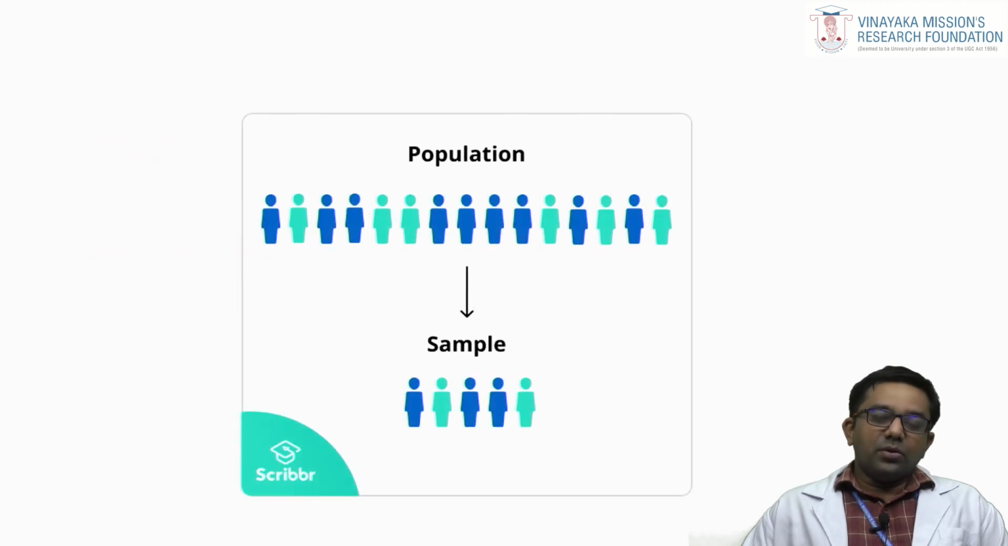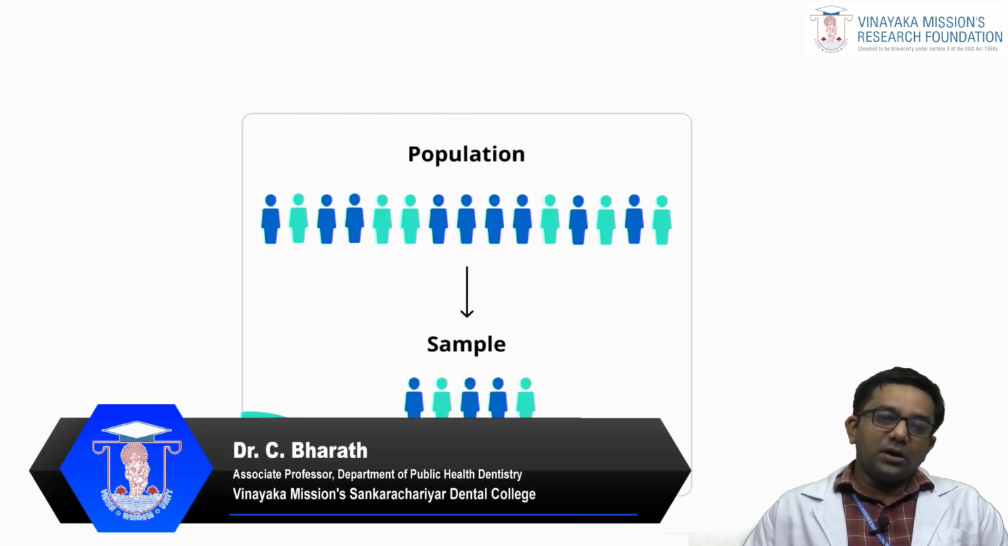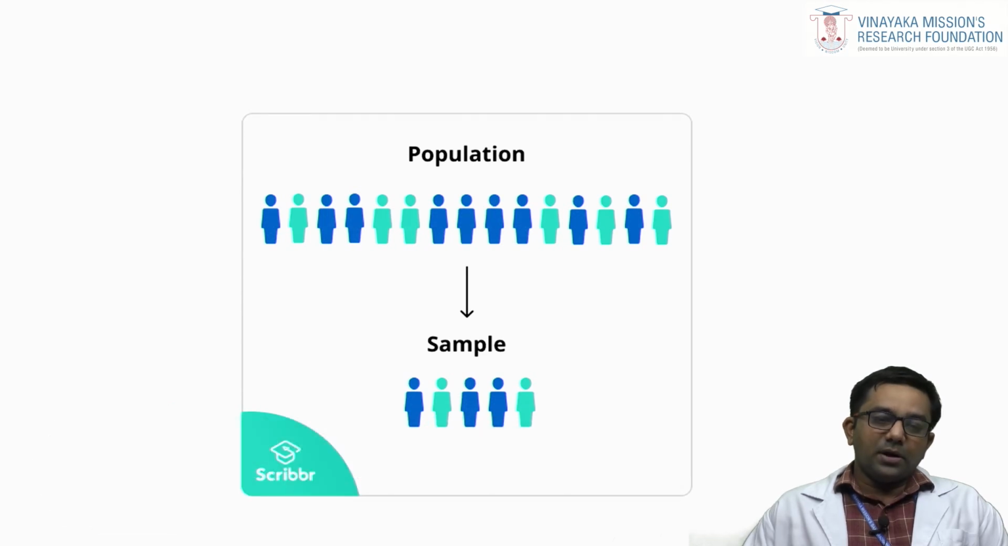Okay. So, the main purpose of the sampling procedure is nothing but when the whole population is there, we cannot go and see all the individuals or all the participants who are present in the particular place or a particular village.